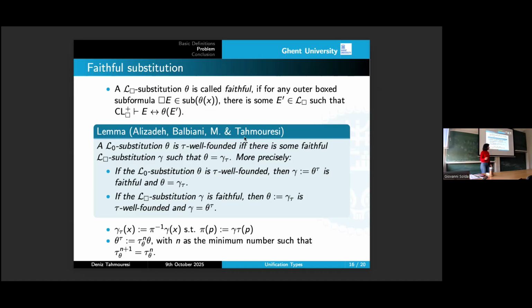The minimum number in this definition is a minimum number that is going to stop the moving forward. Most of the time, it is the depth of the boxes that appear in the formula. The maximum depth is something that we are going to use as n.